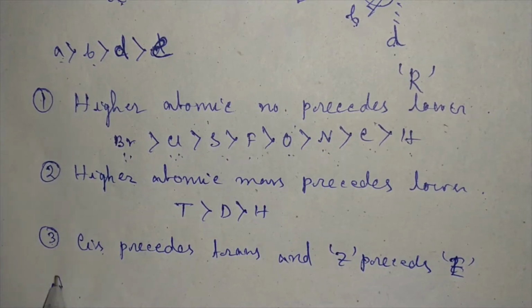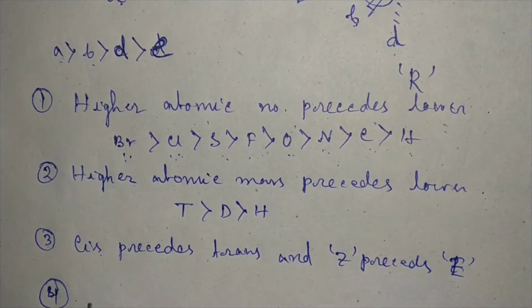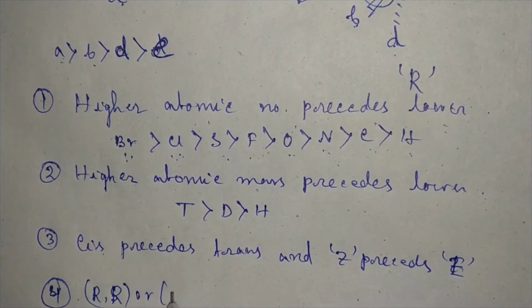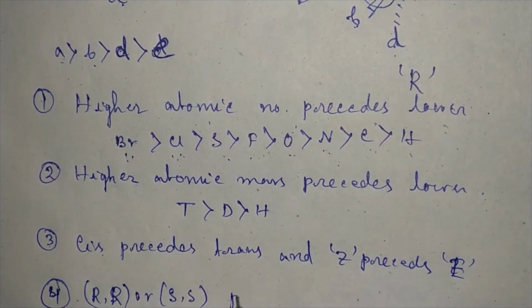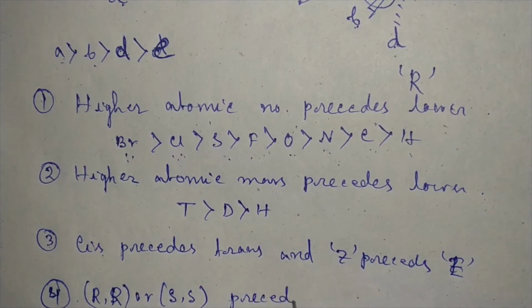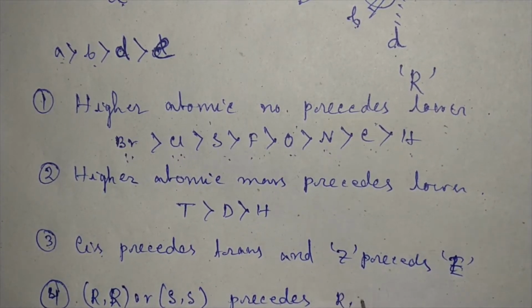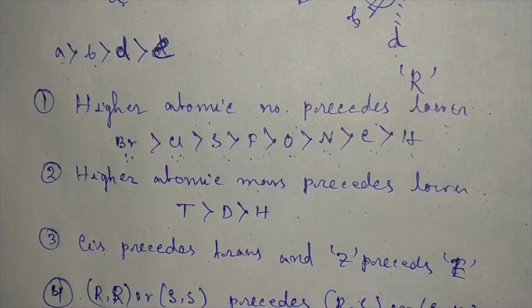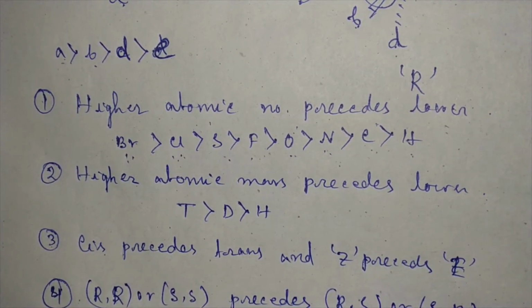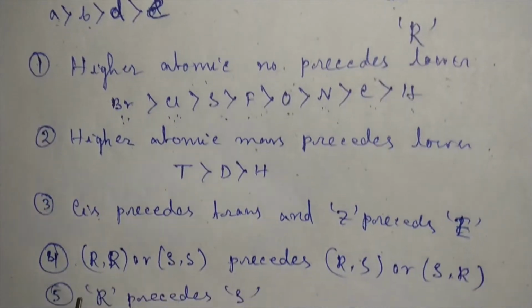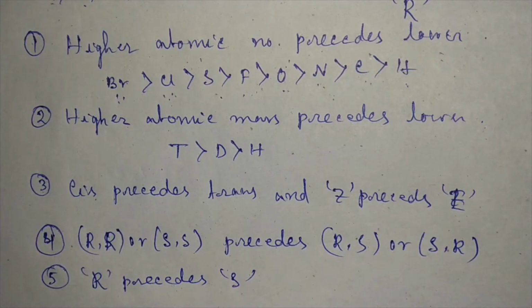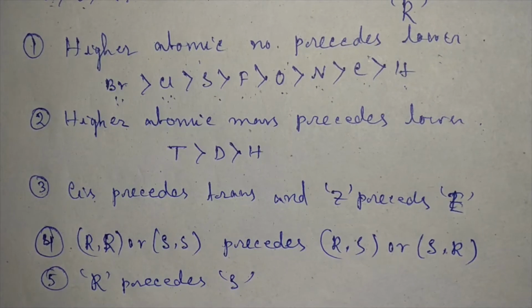Rule number 4, RR or SS, that is like pairs, precedes unlike pair, that is RS or SR. Rule number 5, R precedes S. So these 5 rules will help us to decide the priority sequence of the 4 groups attached to a stereogenic center.